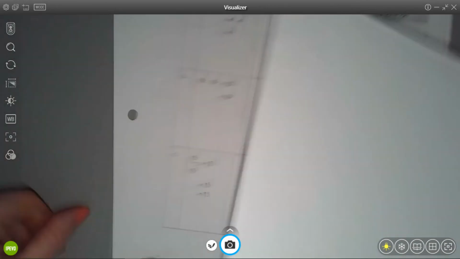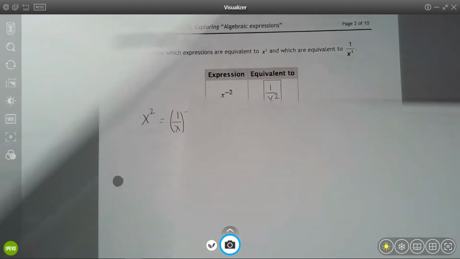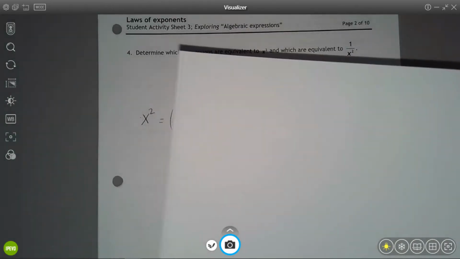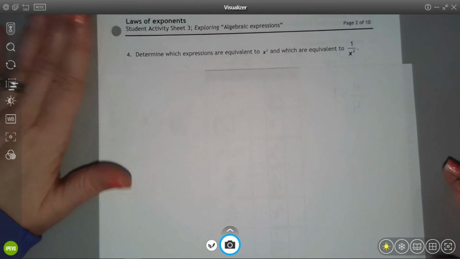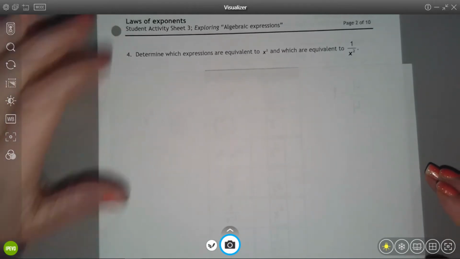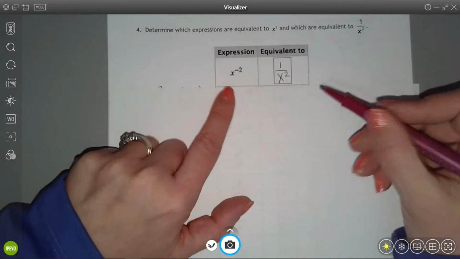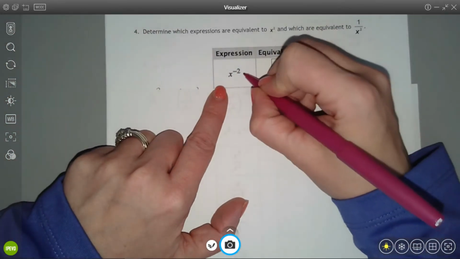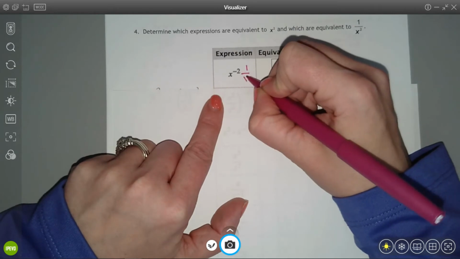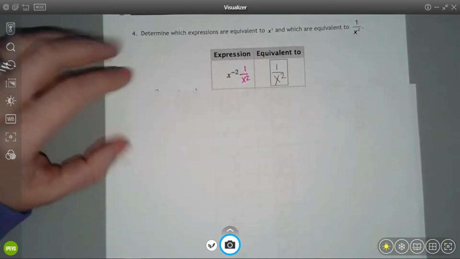Okay. Reinforce questions to do in class. I'm sorry, that was from the last activity sheet. Okay, so number 4, determine which expressions are equivalent to x squared and which are equivalent to 1 over x squared. Okay, so with this, guys, remember, negative exponents means that we move it to the denominator, make it positive. So that is equivalent to 1 over x squared.